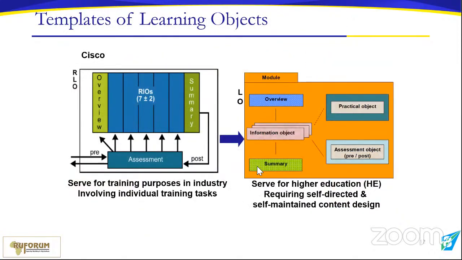Then we have now what most of us will largely be dealing with, which is a learning object in higher education, okay? So here, this begins with a module, like Cisco, presenting an overview. We have a series of information objects. Some of us will call them maybe subtopics or subunits within the course unit. Then each of these information objects may have a practical object. It may also have an assessment object. And then, of course, we have a summary at the end of the design.